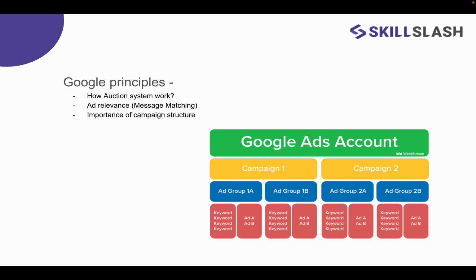Okay, next, like we said, in the end we're going to discuss something about Google principles. There are three principles, that is, how the auction system works. Auction is nothing but a bidding system. So for example, you are spending 5,000 in your campaign, right? But your competitor is spending twice your budget. Your competitor is spending 10,000 compared to your budget.